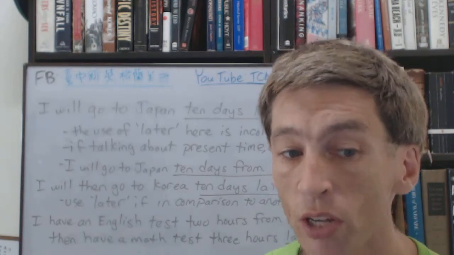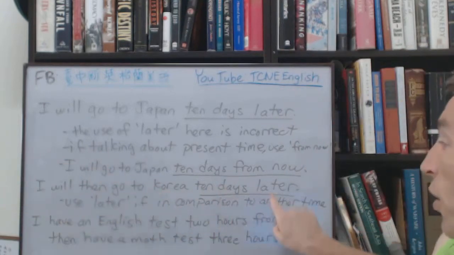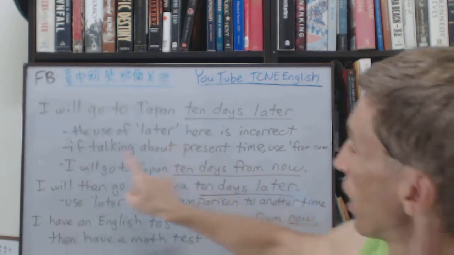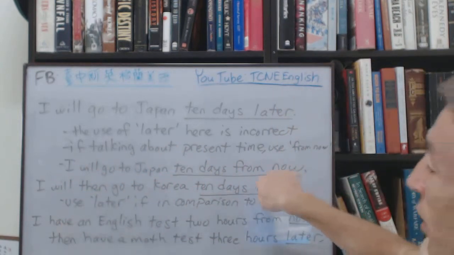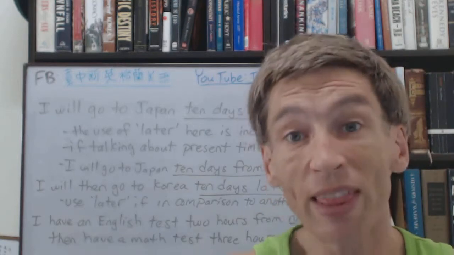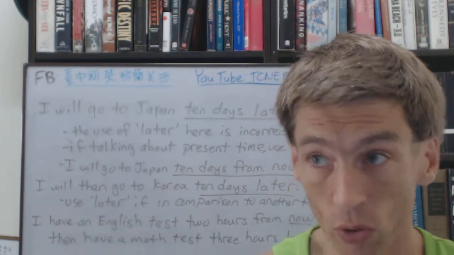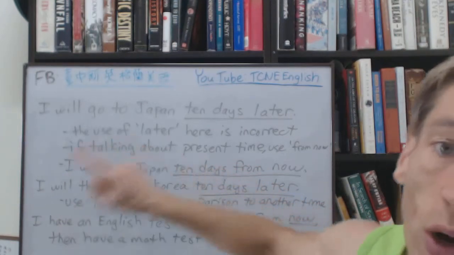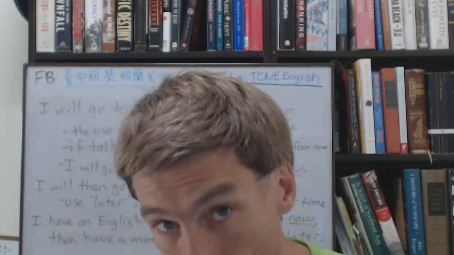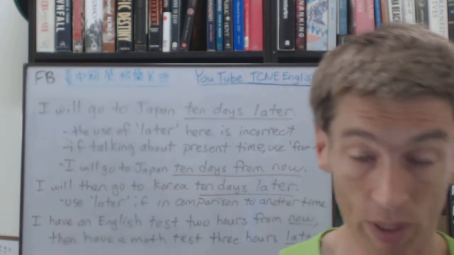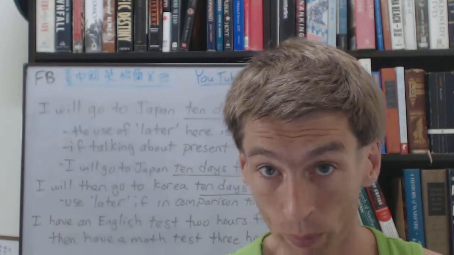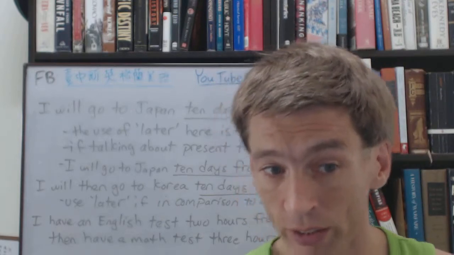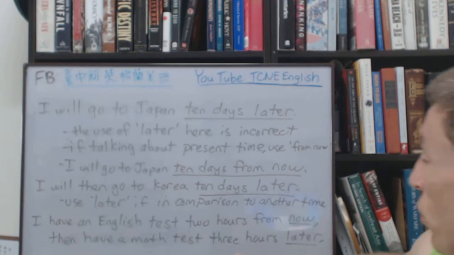I will then go to Korea 10 days later. That's okay. First, I say I will go to Japan 10 days from now. I will then go to Korea 10 days later because I'm talking about from that other time. Okay, 所以那个10天以后，从还有10天以后，可以说 later, but from now I can't use later. But 10 days from now, then 10 days later, 这个可以说这样子。So use later in comparison to another time.